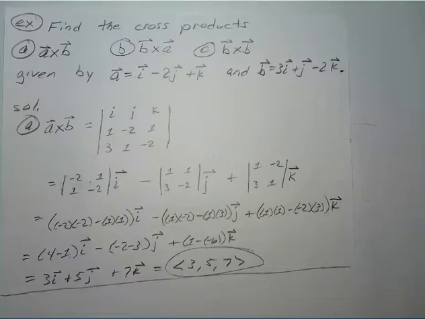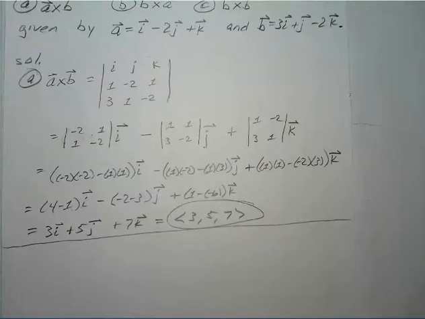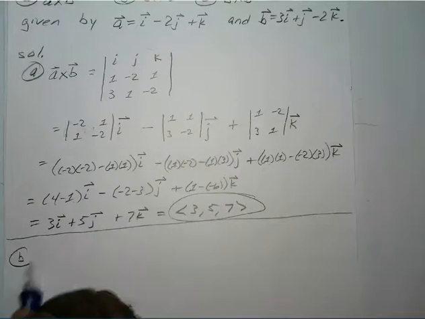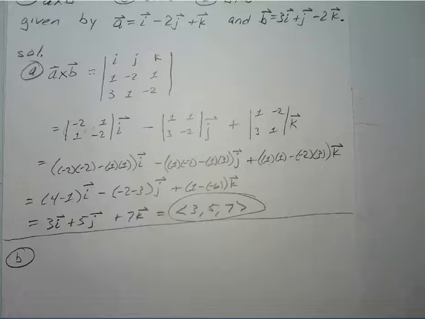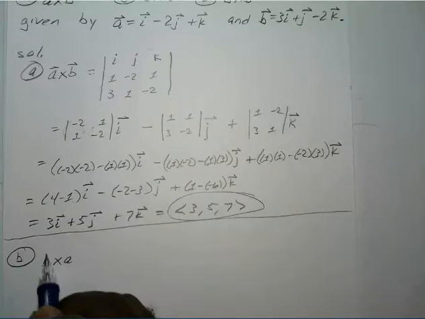So now let's go to problem B. We calculate B cross A. Again, we can always go to the property, and that would be a couple of quick seconds, but we're just getting some practice in actually calculating. Okay, so B cross A.